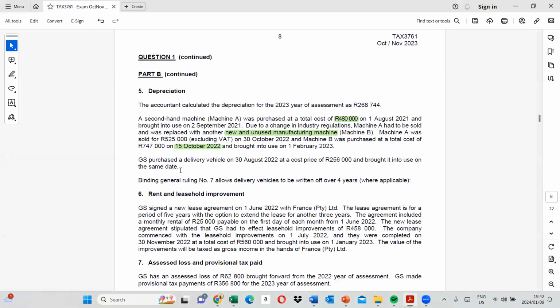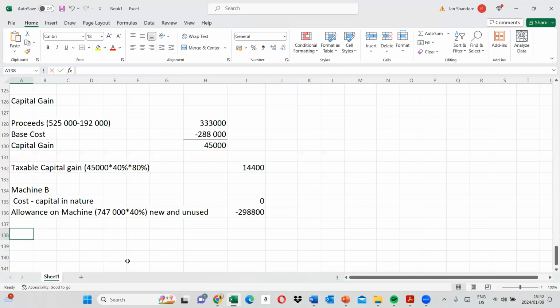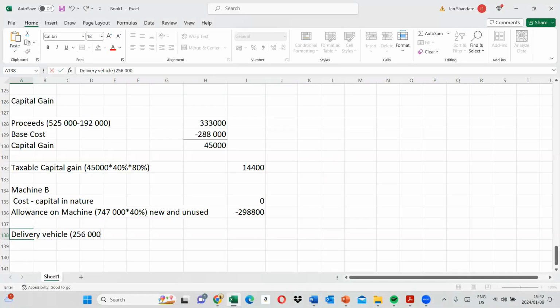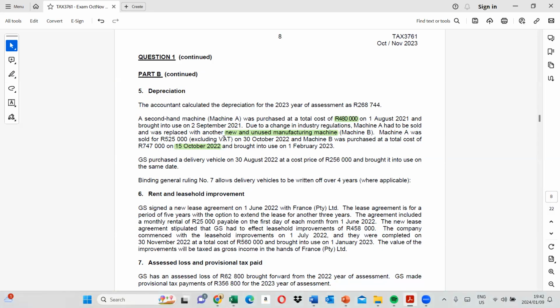And then we have the delivery vehicle. In this case, we bought it on 30 August for 256. Now, these ones qualify for Section 11E allowances. These are small assets, so we divide by the general ruling binding period of 4 years. So we're going to divide by 4.